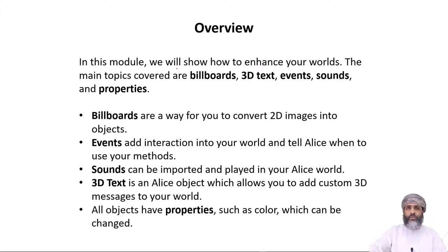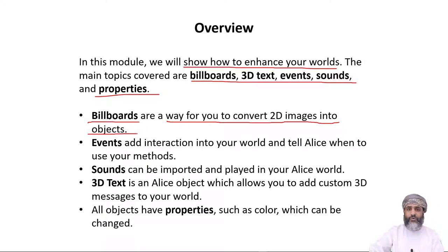In this module we will show how to enhance the work you did in Alice. The main topics: billboard, 3D text, events, sounds, and properties. What are billboards? These are a way for you to convert two-dimensional images into objects, and you can use these boards inside your Alice project. Events add interaction into your world and tell Alice when to use your methods.